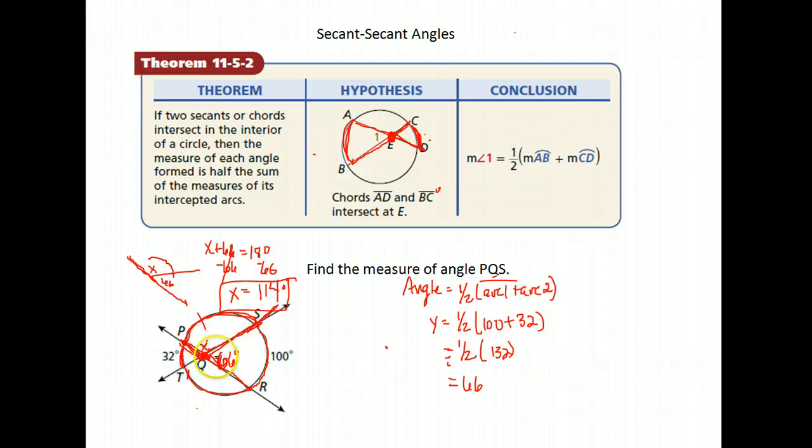Again, what I had to do was find the angle next to it, or its linear pair, and then subtract from 180 to find out what the measure of my angle was.